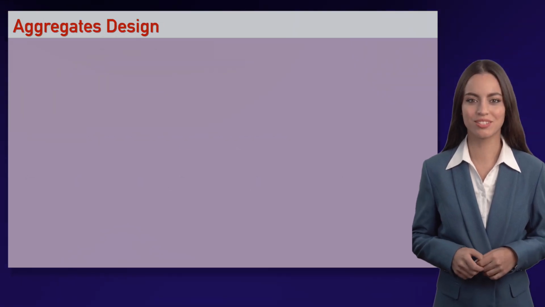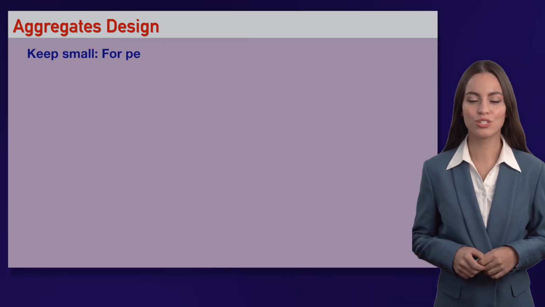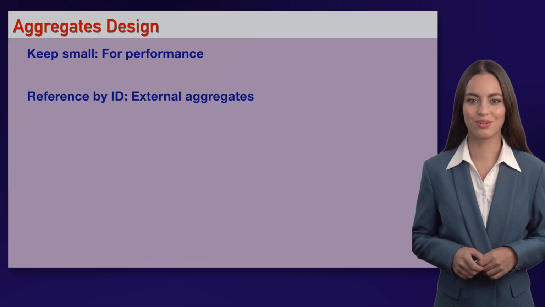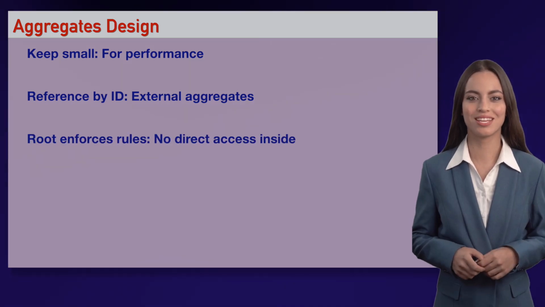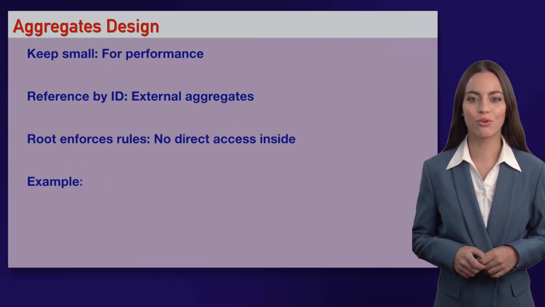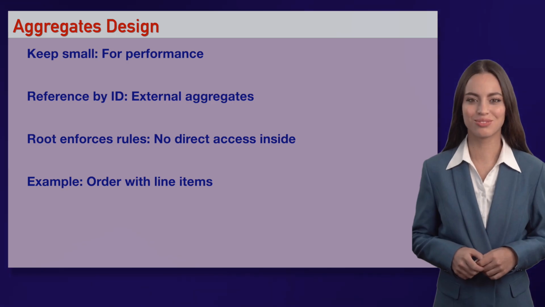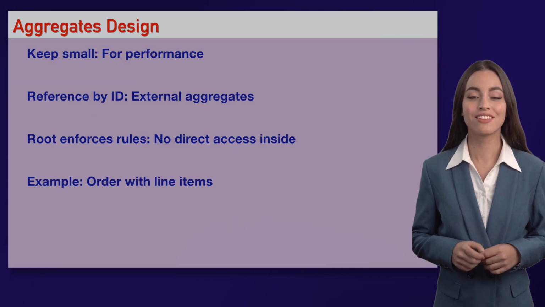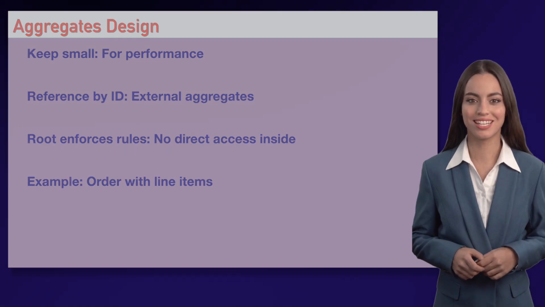Aggregate design principles. Keep aggregates small to reduce loading and persistence overhead for better performance. Reference other aggregates only by ID to avoid loading entire graphs. The root enforces all invariants and business rules. No direct external access to internal objects. Classic example: an order aggregate containing line items, enforcing total calculations internally.